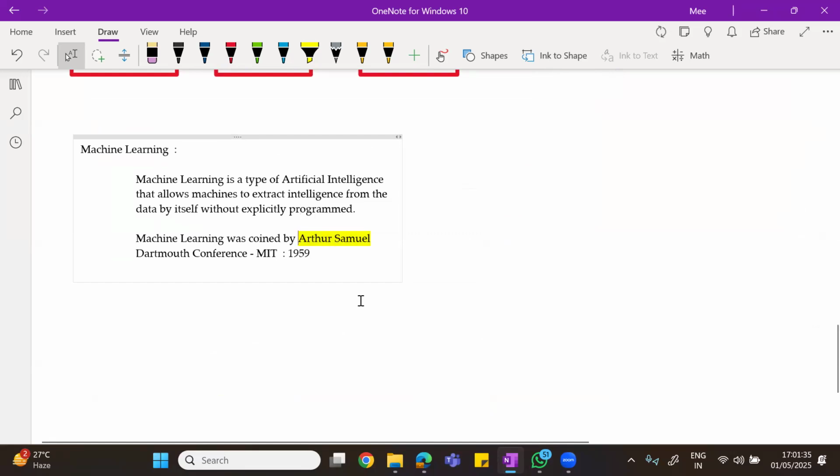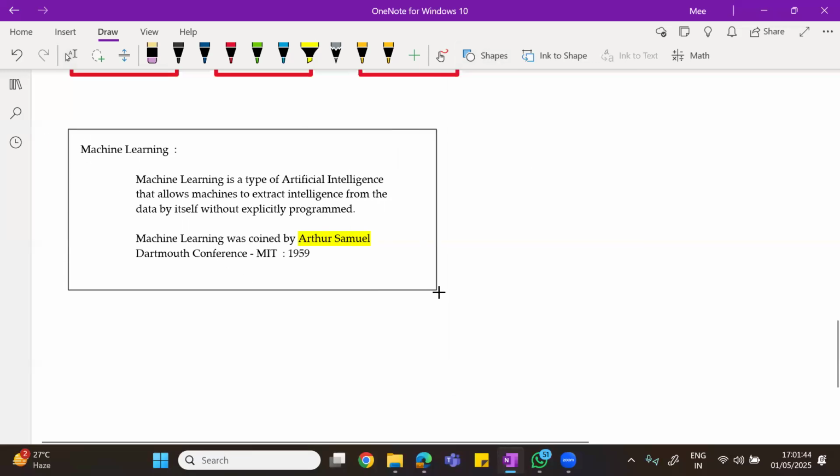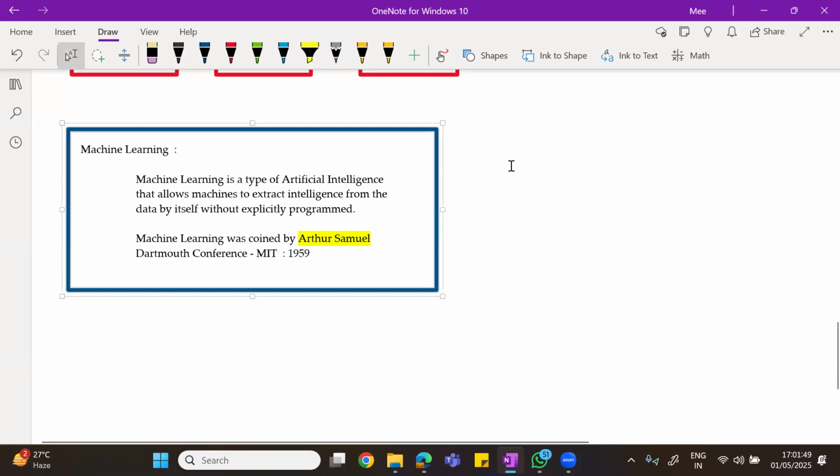Now, this guy Arthur Samuel, it's not like he came up with a concept. He actually experienced it, and I will tell you how. He used to work at IBM in 1952, that is seven years earlier. He developed a chess-playing game. It's actually a checkers game, which is similar to chess.